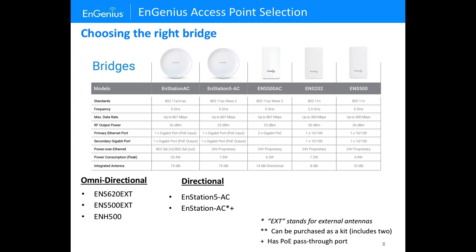Because they're directional, like the End Station AC and End Station 5 AC, they're directional, like 19 dBi. So they're not super directional, but they're pretty directional. For the most part, the direction you're pointed is the direction you're getting. You can certainly get off to the side or do point to multi-point if you're close. These actually can go several miles point to point.